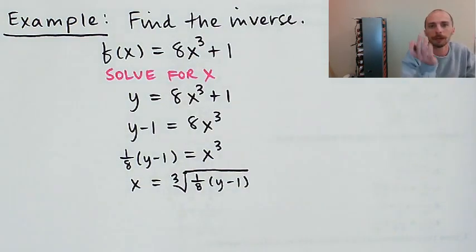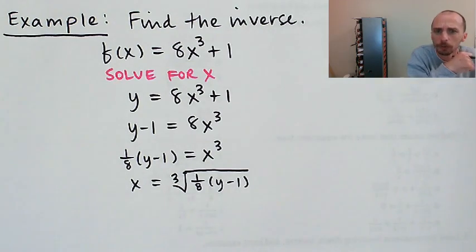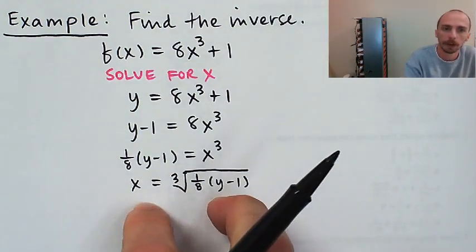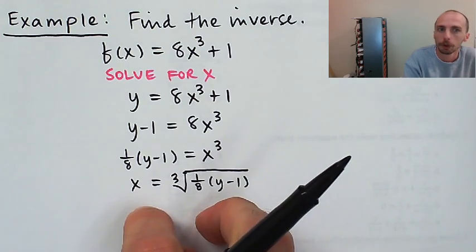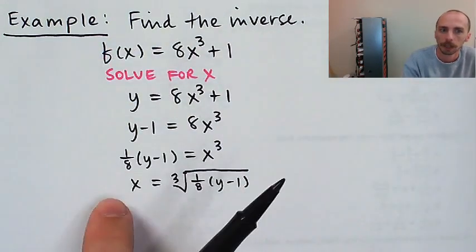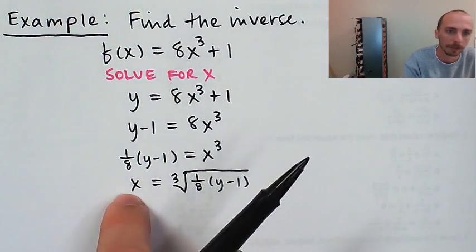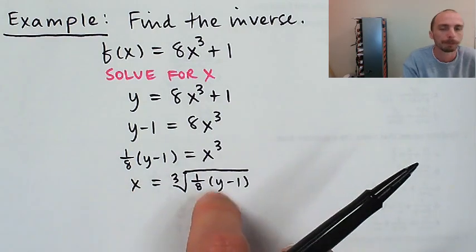If you wanted to simplify that by taking the cube root of 1/8, that's something we can do, but we don't need to. I would say this is a sufficient characterization of the inverse of f. It's a rule that gives you x in terms of a y.